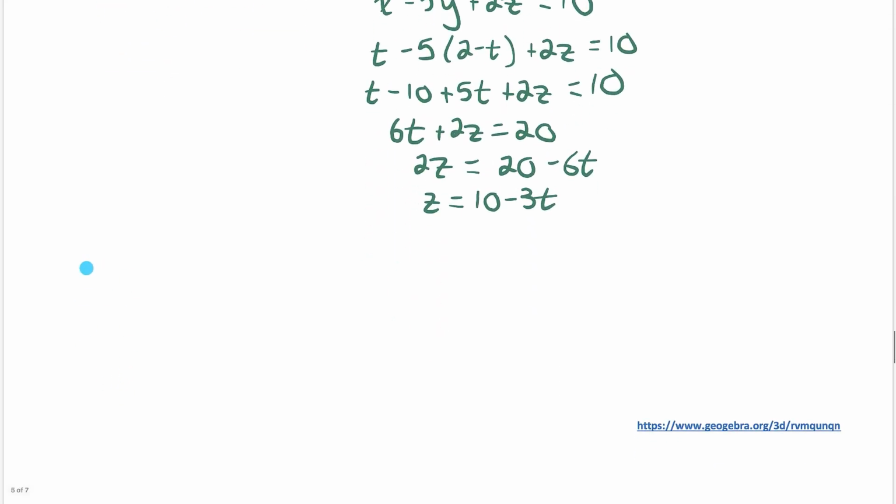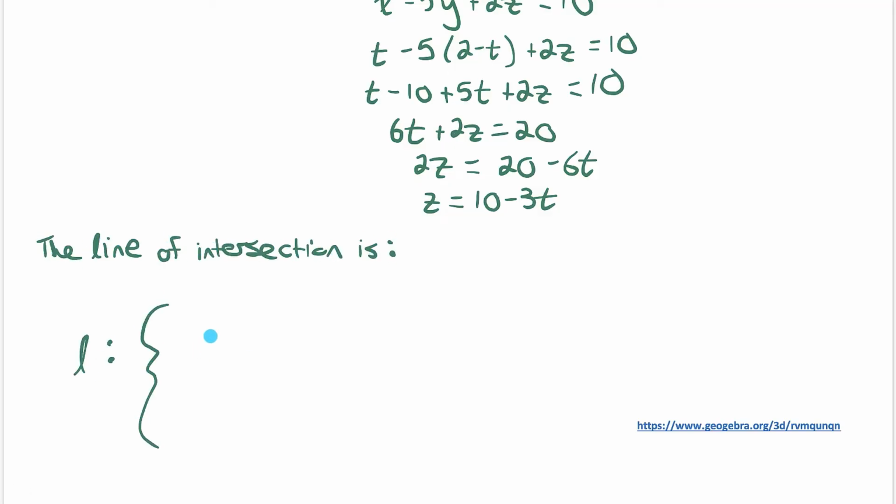Let me go ahead and write them. So I'll say the line of intersection is, and now I'll sub in my parametric equations. X was equal to t, y was equal to 2 minus t, and z was equal to 10 minus 3t.